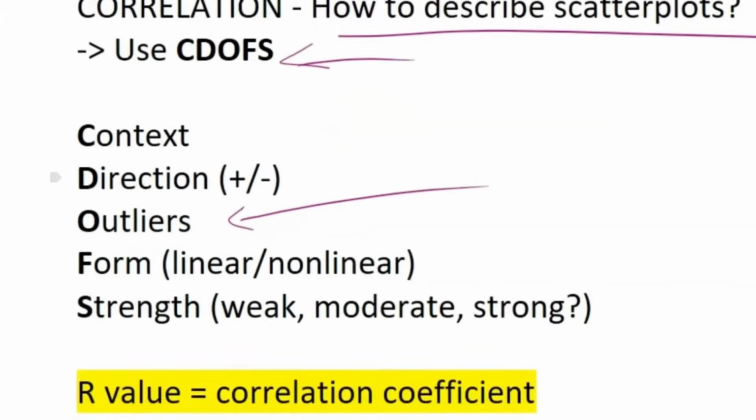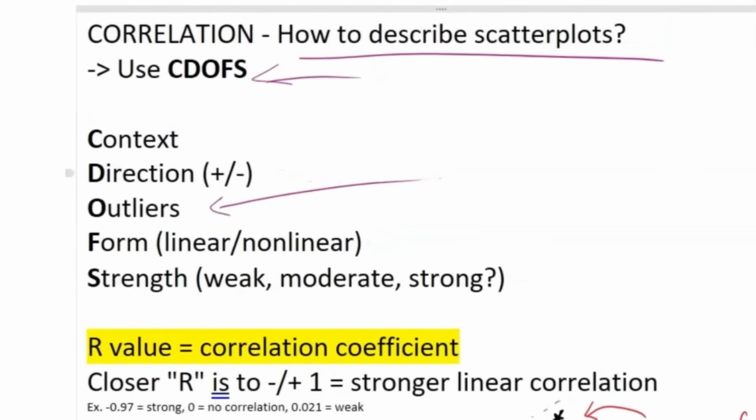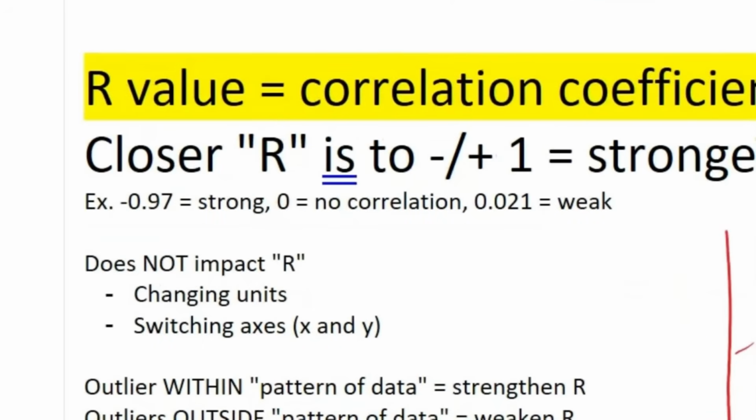Now, tying directly into correlation and describing scatter plots is your R value. Super important. Your R value is your correlation coefficient, and it can range from -1 to 1. The closer it is to -1 or 1, the stronger linear correlation it has. So something like -1 is a perfect negative linear correlation. A positive one would be a perfect positive linear correlation. Here are some more examples. -0.97 would be considered a strong linear correlation. 0 would be no correlation, and something like 0.021 would be a weak linear correlation.